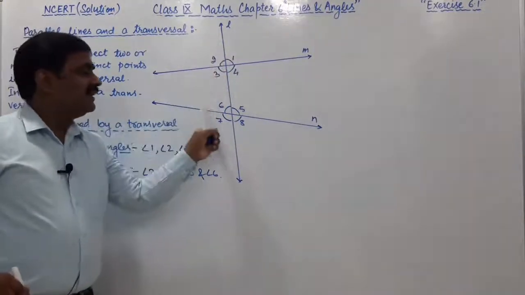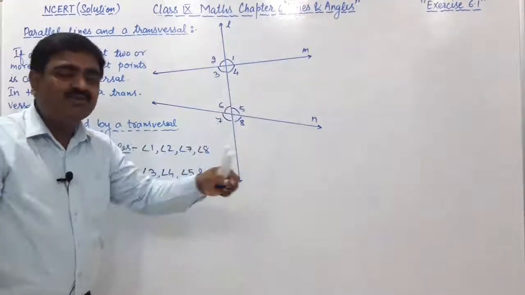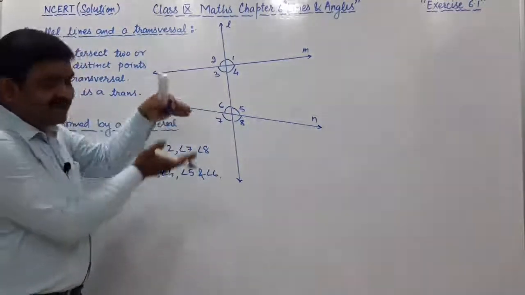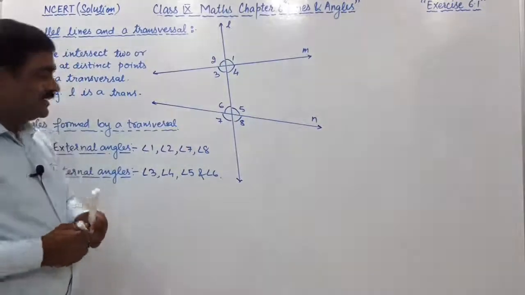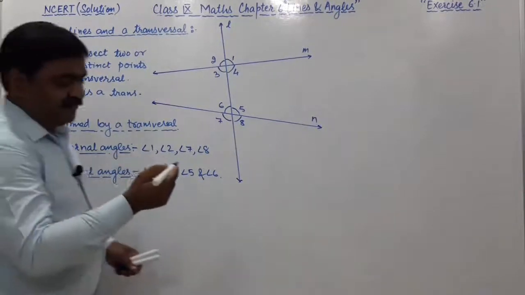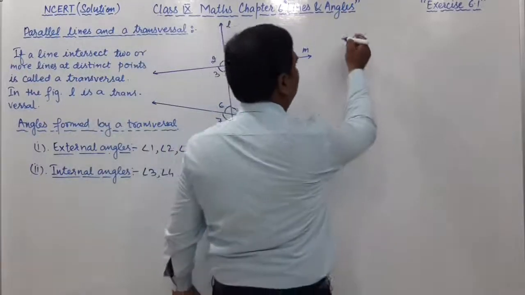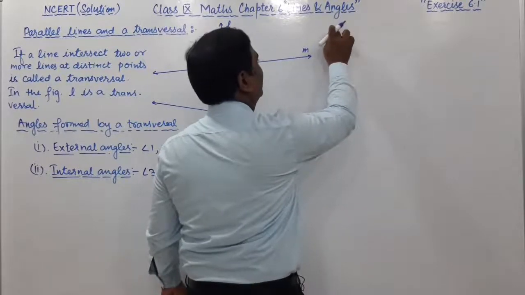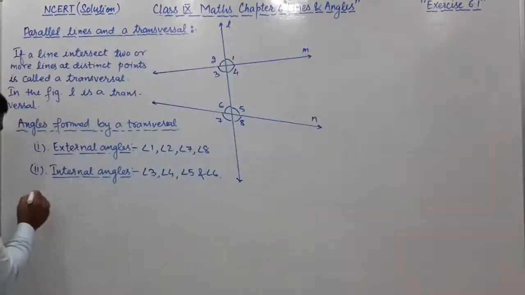ये कौन से एंगल थे? एक्सटर्नल, which lie outside of these two lines, and 3, 4, 5, 6 are internal angles which lie inside these two lines, right? Now the next thing we have to study, external is done, internal is done. Now pair of corresponding angles. Third part, pair of corresponding angles, right?